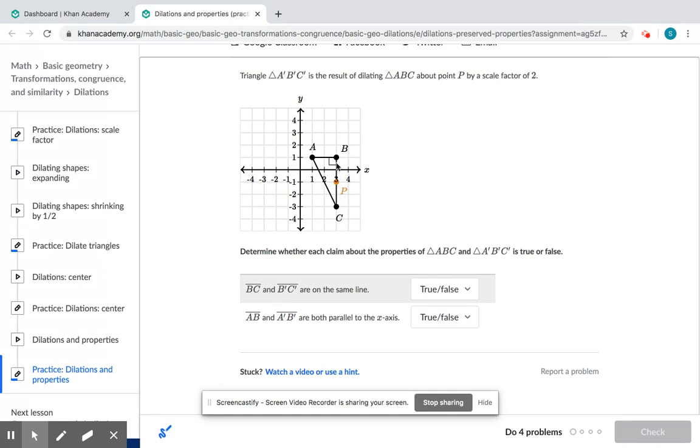Because we have to stay on the center of P, if we were to enlarge this by 2, it would still be on the same line. Because it has to stay with the center, and it would still get bigger. The line itself would get bigger, but they would be on the same line. So that's going to be true.